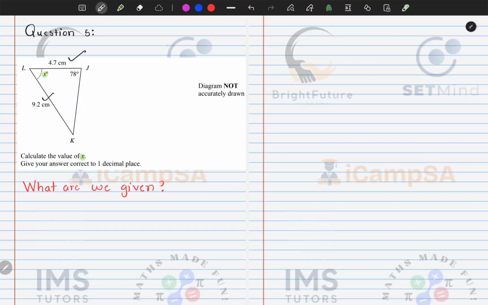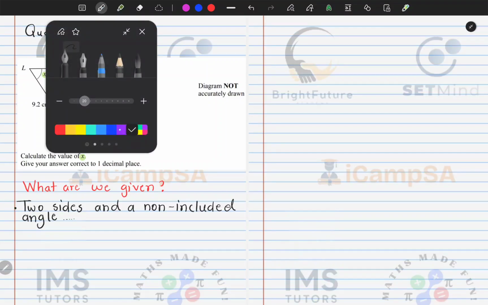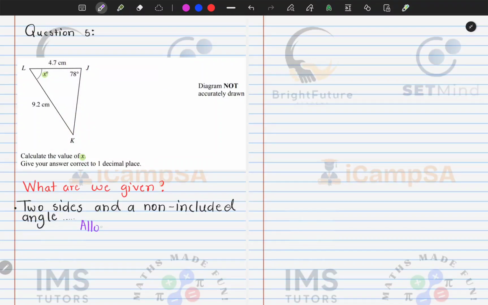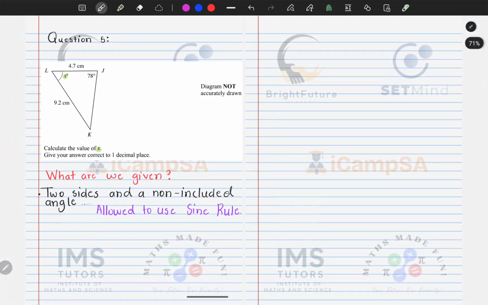If you look carefully, we have a side and an angle. So what we are given is 2 sides, and if you observe, the angle is not included because it is not between the 2 known sides. So it is 2 sides and a non-included angle. And if you remember, when we have such a case, we are allowed to use the sine rule. So we are quickly going to put these sides in proportion according to our sine rule.